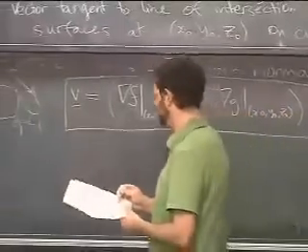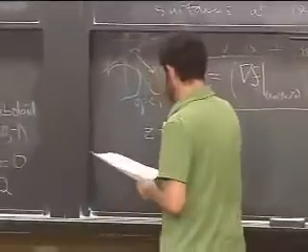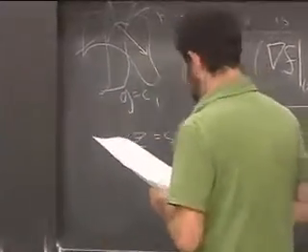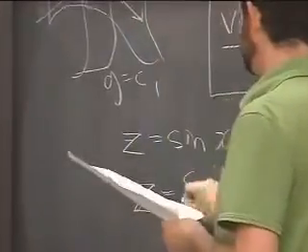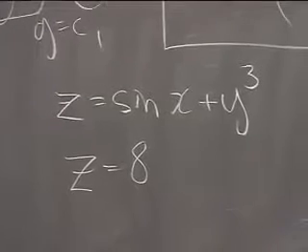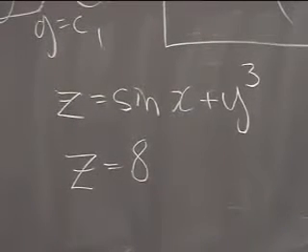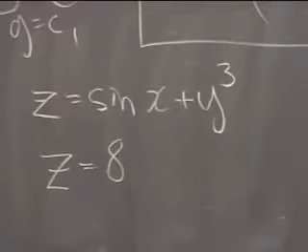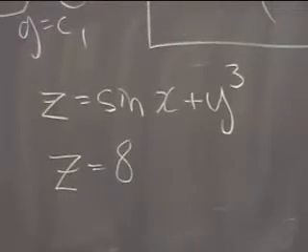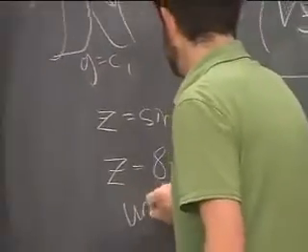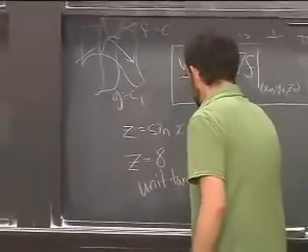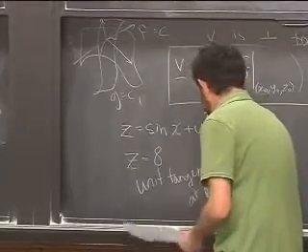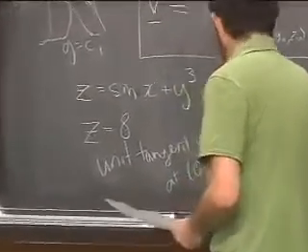All right, so here's an example from a final. It could just as easily have been on a midterm. You have two surfaces. z equals sine x plus y cubed, and z equals 8. This surface is not very exciting. It's just a plane through 0, 0, 8, parallel to the xy plane. Okay, so there's some curve that lies at the intersection of these two, and you're supposed to find the unit tangent vector to that curve of intersection at 0, 2, 8. That's the problem.